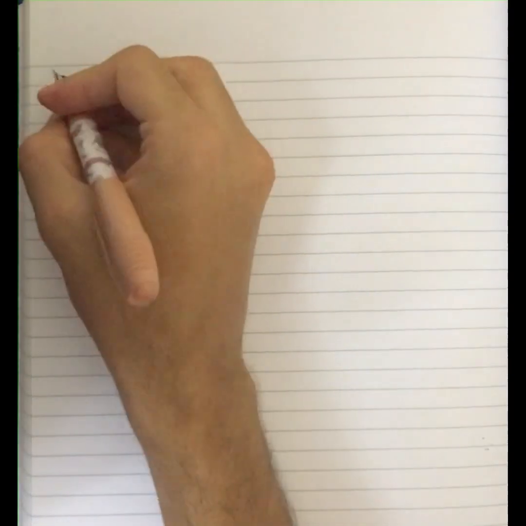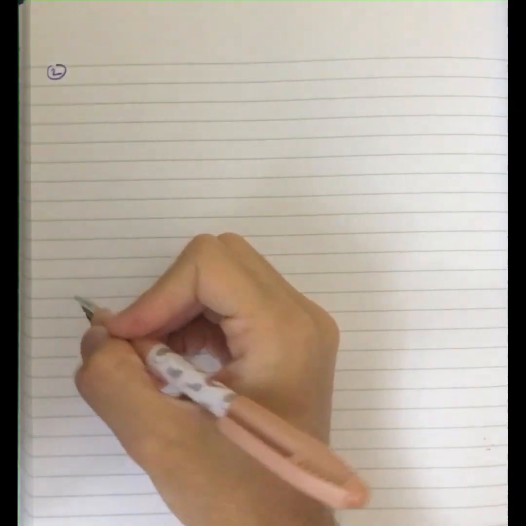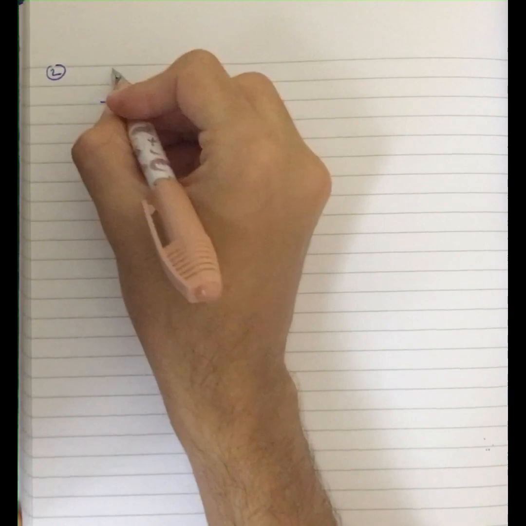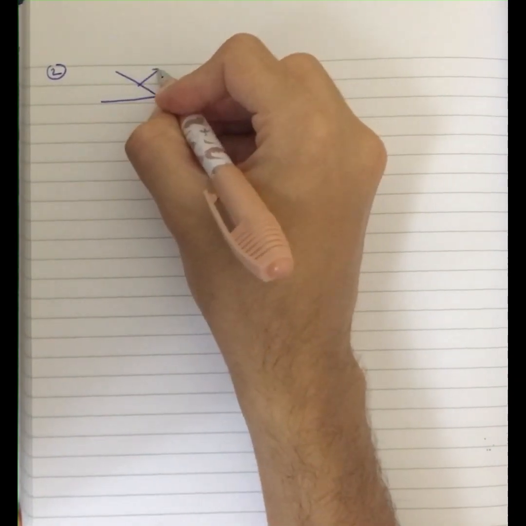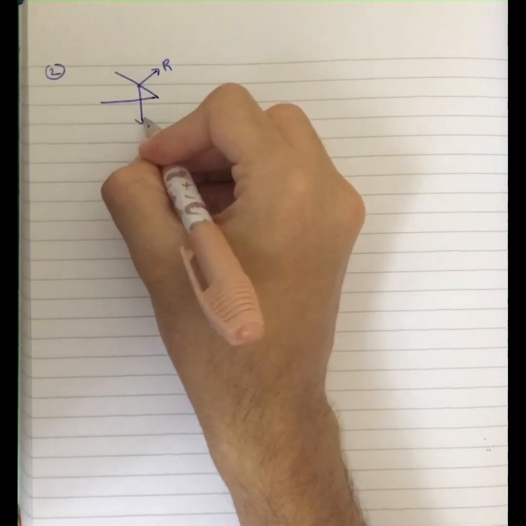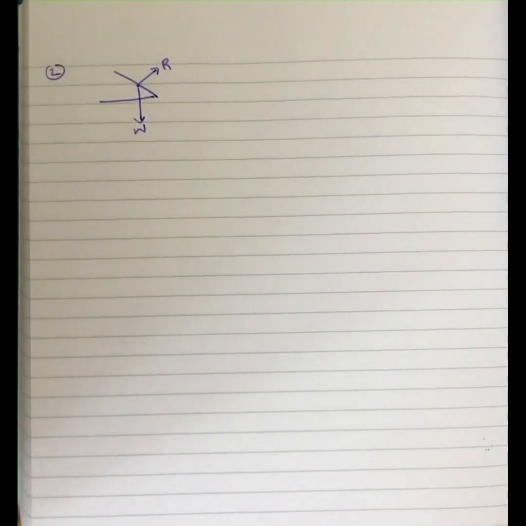Okay, this is the second method for the same question, right? So this is my second method, and basically we have to draw the diagram again. So this is my diagram, right? This is my R, which is the normal contact force, and this is my W, right? And now let's draw the components.